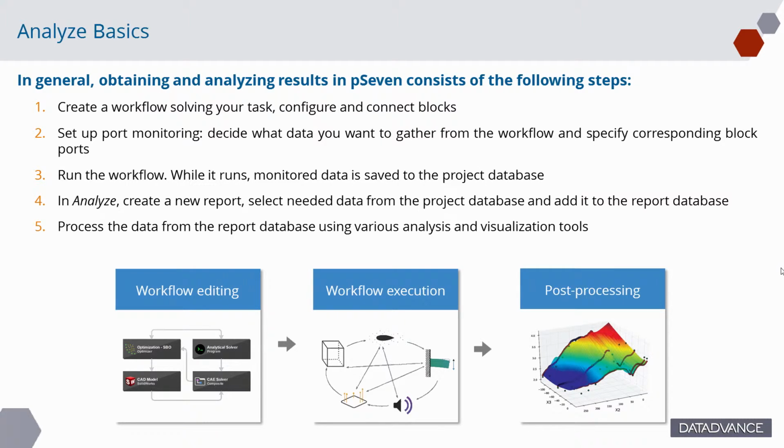In general, obtaining and analyzing results in pSeven consists of the following steps. Create a workflow solving your task, configure and connect blocks, set up port monitoring, decide what data you want to gather from the workflow and specify corresponding block ports. Run the workflow. While it runs, monitored data is saved to the project database. In Analyze, create a new report, select needed data from the project database, and add it to the report database. Process the data from the report database using various analysis and visualization tools.